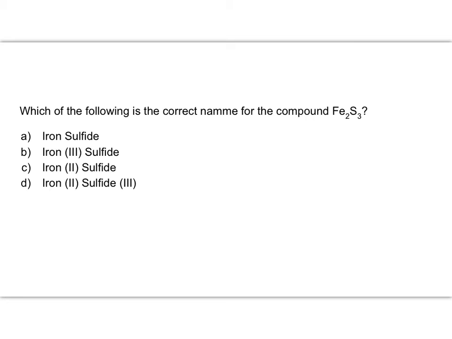All right, another naming with a typo. Which of the following is the correct name for the compound Fe2S3? All right, so iron is Fe, so they all start with iron, so that doesn't help. And then sulfur is S, so it would become sulfide. So they all have iron and sulfide. Now the question is, what are we going to do about these Roman numerals?